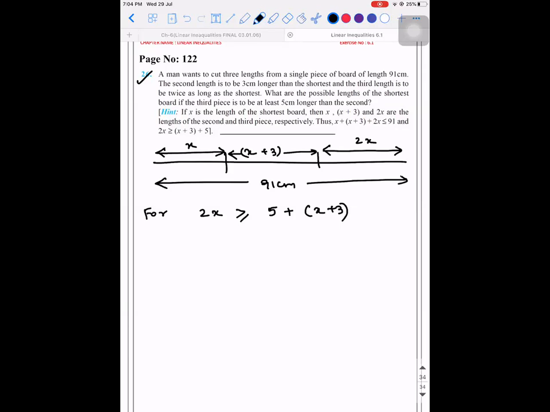Are you guys able to understand? Yes, sir. So what are the possible lengths of the shortest board? Means what is the range of x? If the third piece, that is 2x, is to be at least, means minimum. At least means greater than or equal to. At most means less than or equal to. At least 5 centimeters longer than the second one. So this is the answer. x should be greater than or equal to 8. That's it.